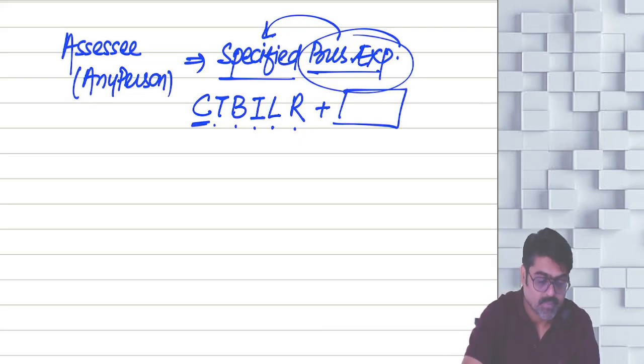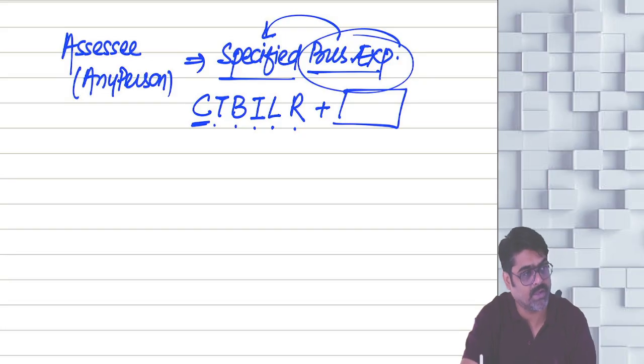Now tell me. C for contribution to RPF or ASF. Then contribution to approved gratuity fund. T for taxes, duties, cess or any fees payable under any law to the government. Then B for bonus or commission payable to the employees. I for interest on business loans payable to specified lender. L for leave salary payable to the employees. R for railway assets. Any sum payable to railways for use of railway assets.